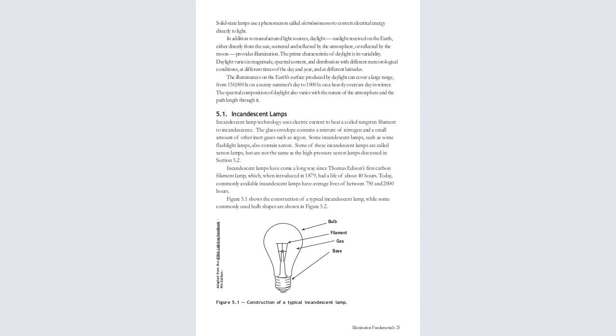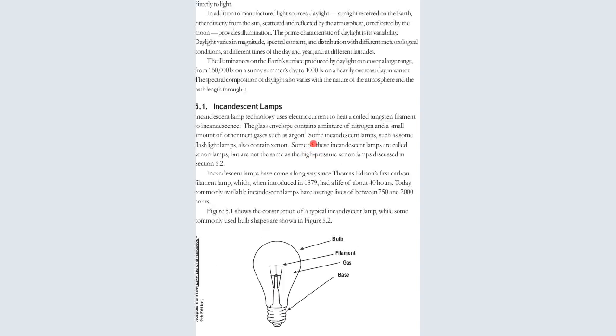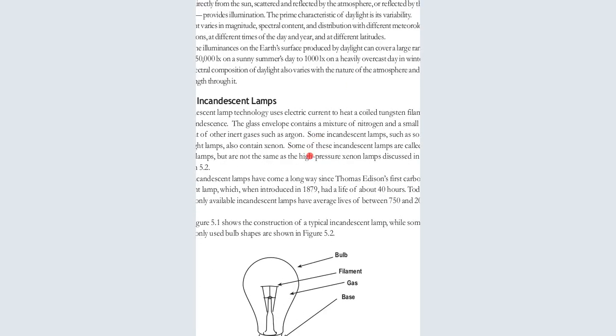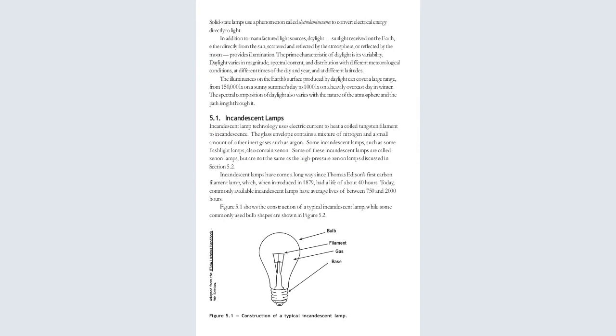So the prime characteristic of daylight is variability. Daylight varies in magnitude, spectral content, and distribution with different meteorological conditions, at different times of the day and of the year. The illuminance of the Earth's surface produced by daylight can cover a large range, from 150,000 lux on a sunny summer's day to 1,000 lux on a heavy overcast day of winter.